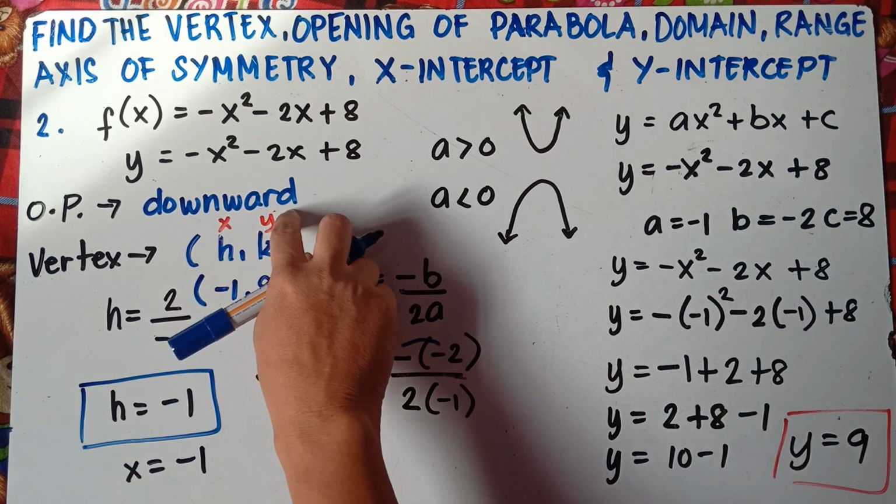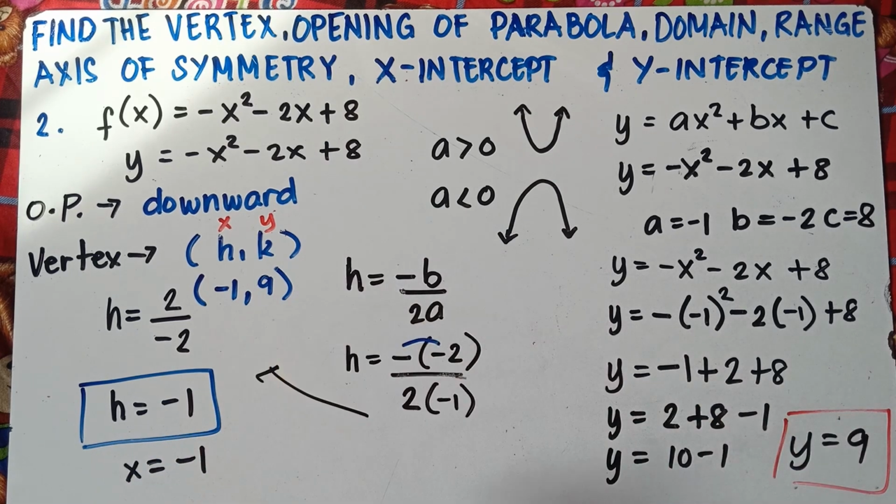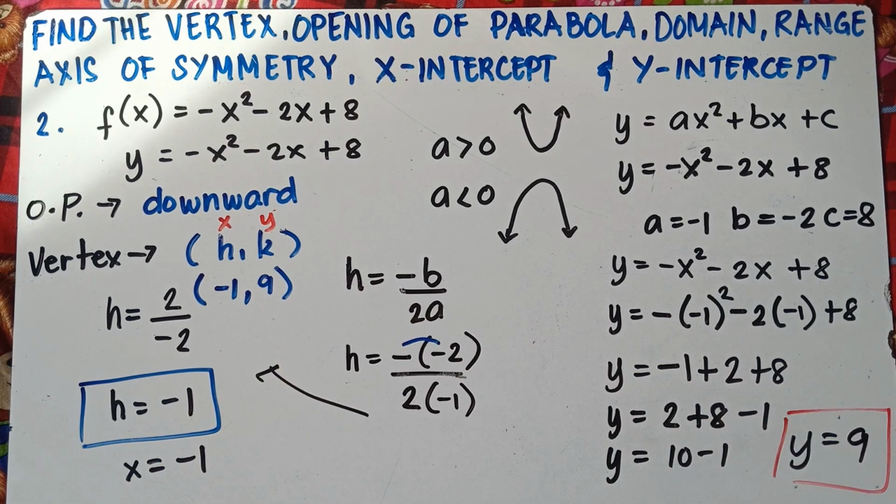So once again, class, y is equal to k, and our y is 9. So therefore, our k is 9. That's the first solution, class, in finding k.